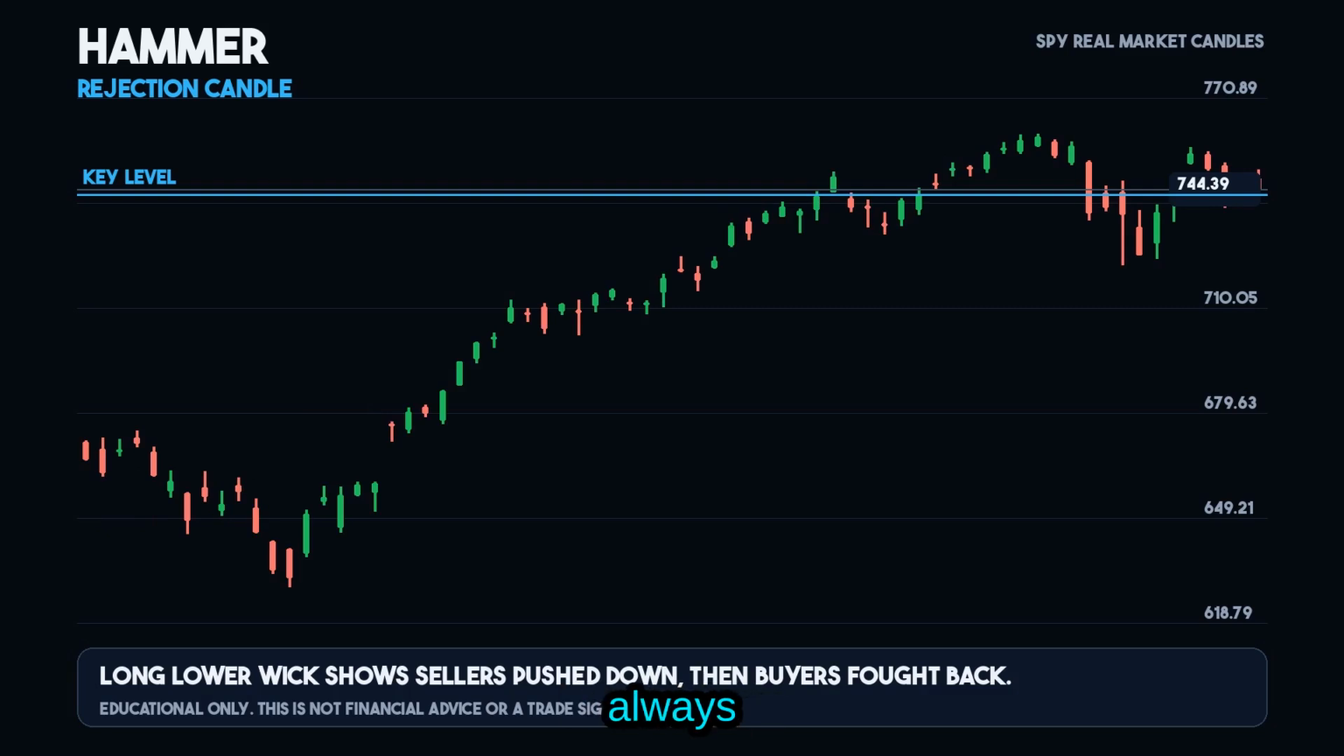So, when interpreting hammer candles, always ask yourself, does this fit with the current trend? Are other indicators backing this up? And remember that context is key. Hammer candles don't guarantee an immediate turnaround or any specific outcome. It's just a signal worth monitoring.